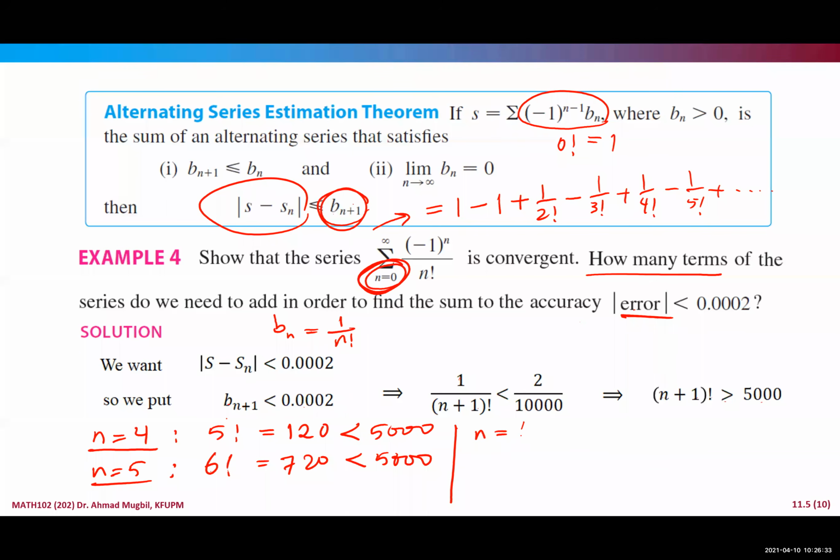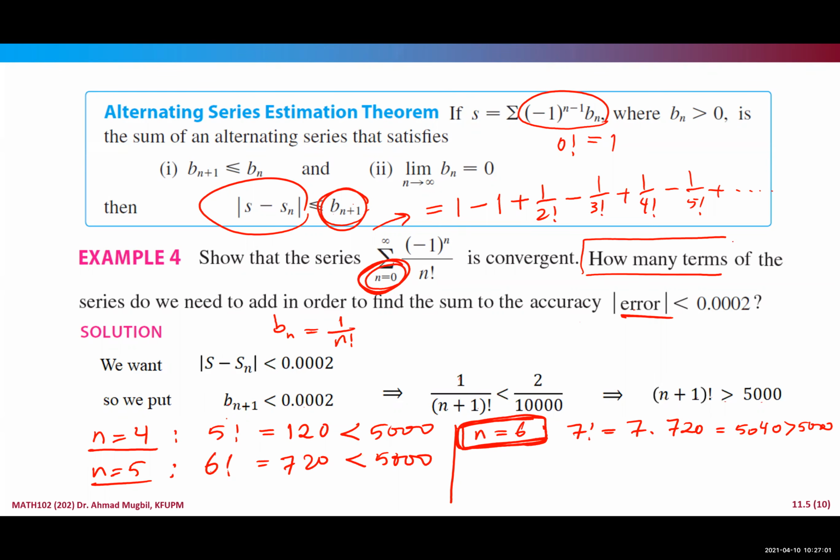n equals 6. What will we have if n is 6? We will have 7 factorial. 7 factorial is 7 multiplied by this 720. Clearly, ya Shabab, this is equal to 5040. 5040 is greater than 5,000. So what is our n that we are looking for? 6. But is the question about n or about how many terms?